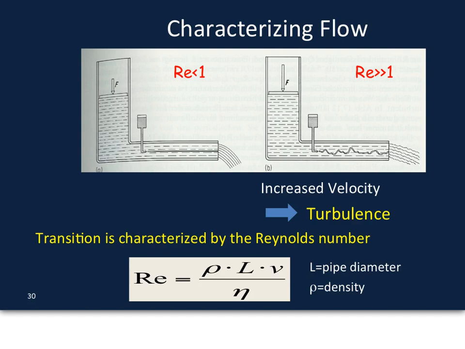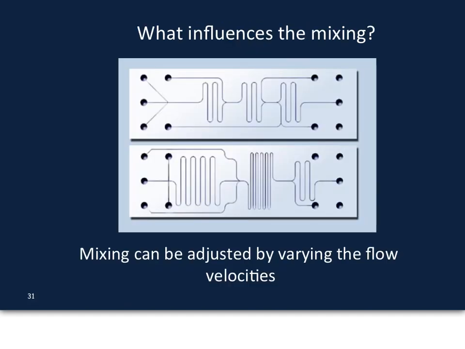So this is just an illustration showing a fluid flowing through this pipe, and then you have this dye, and you see whether the dye flows essentially in a laminar way, or whether it starts to mix turbulently with the fluid it's flowing in. And that depends on the Reynolds number. So what influences the mixing in general? Well, mixing can be adjusted by varying the flow velocities, right?